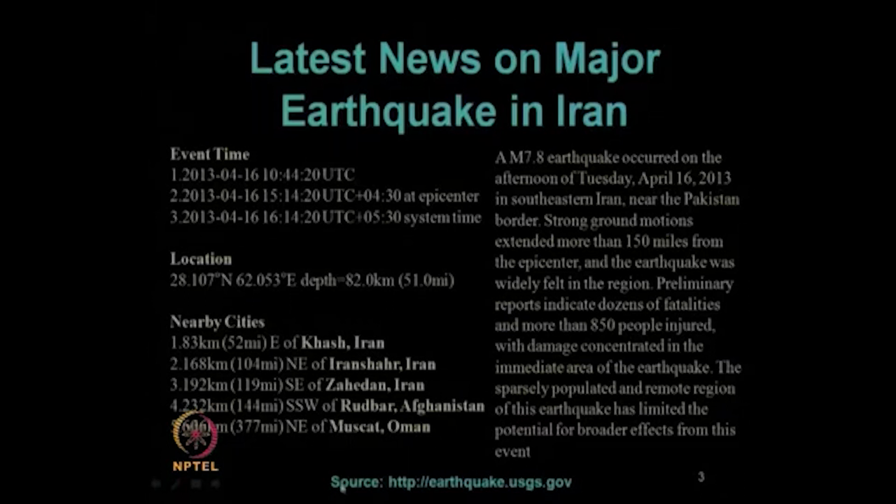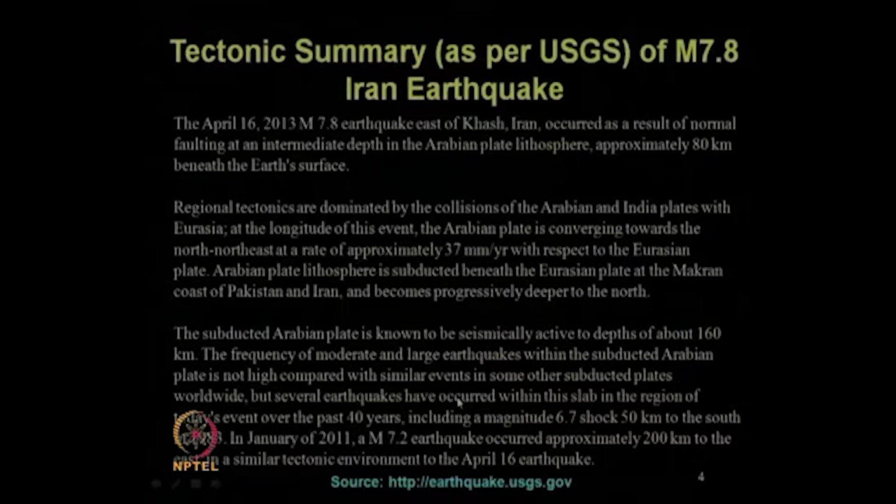All these details are collected from the USGS website, that is earthquake.usgs.gov, which gives us authentic information, as we have already mentioned and discussed during this course. These are some of the tectonic summary provided by USGS about this magnitude 7.8 Iran earthquake which occurred on April 16th of 2013.